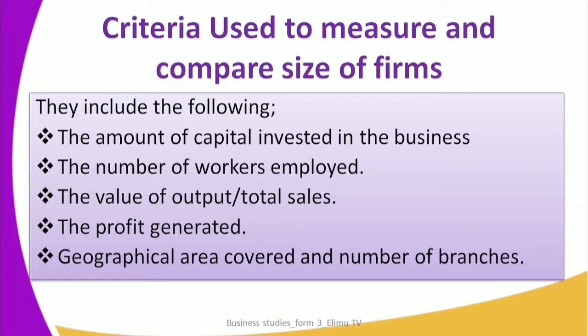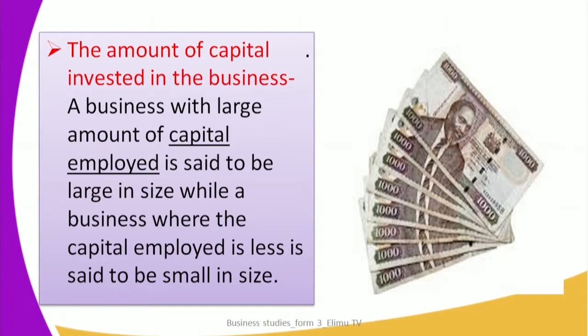Remember, we have said that all the 5 factors we've just mentioned, each one of them has their limitations. So we cannot say this one is the best and the other one is not. So not even one is the best, but we are going to use the 5 of them and see how we can tell whether a farm is a small one or a large one, depending on the 5 criteria we just mentioned. So let's go directly to the first one. The amount of capital invested in the business.